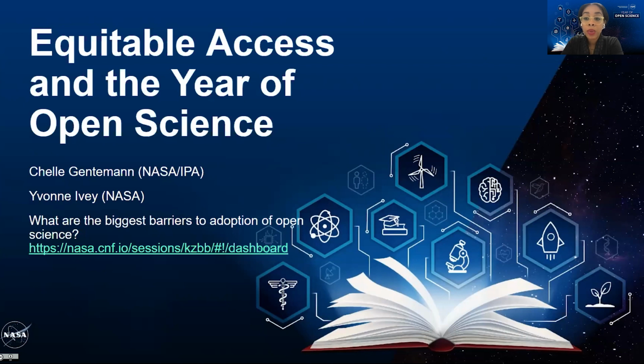One thing to note, Chelle should have dropped in the chat a link to one of our IO tools, which is a Q&A. Whenever we have open meetings or chat with folks, we love to be able to answer your questions, and oftentimes in meetings we're not able to pause and answer them immediately. So please feel free to drop any questions or answers into the IO tool. Our question that we're posing with this talk is, what are the biggest barriers to adoption of open science? So we'd love to engage with you outside of this meeting.